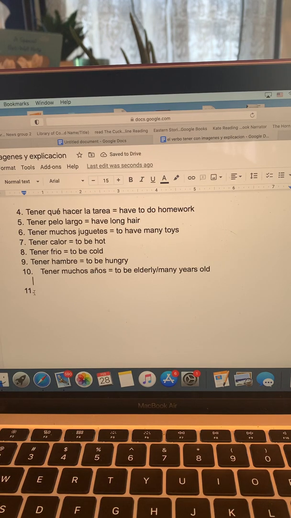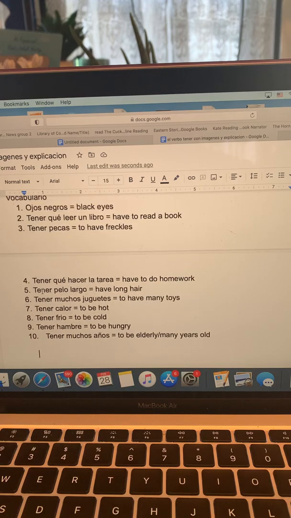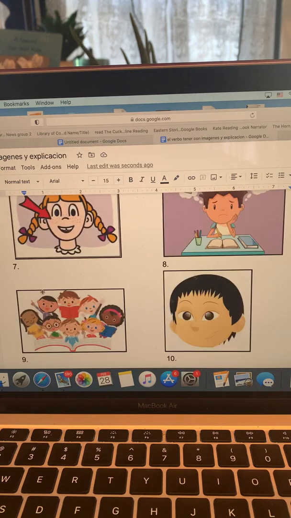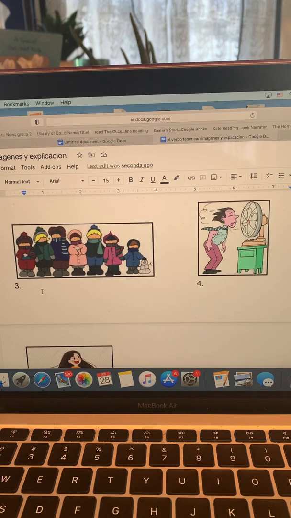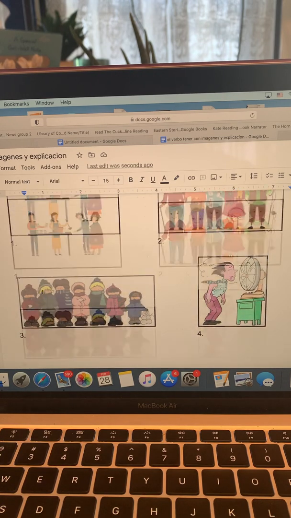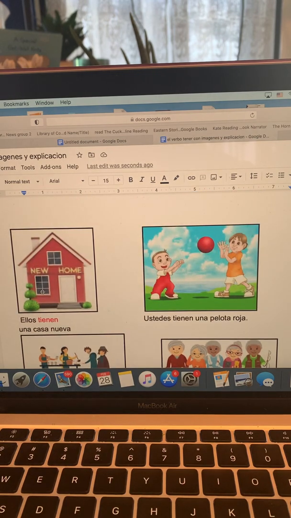So now you have 10 vocabulary elements or things that you need in order to answer each question or respond, make a sentence for each image. Let's go back to the first example. This is possession.